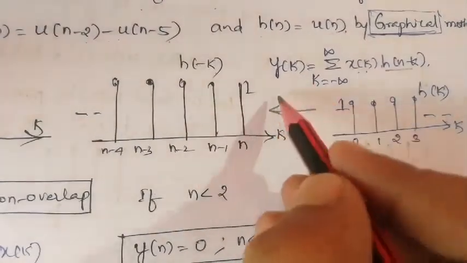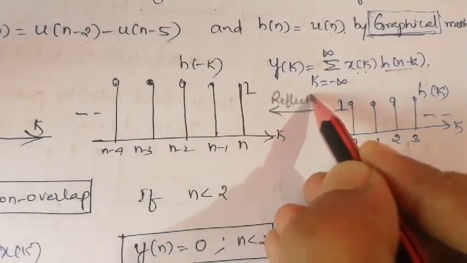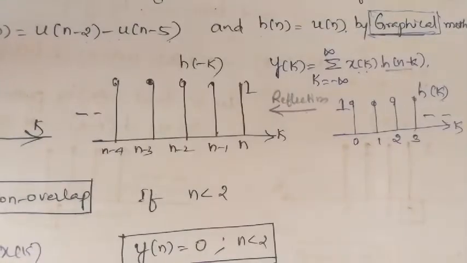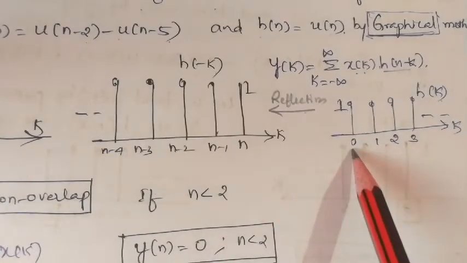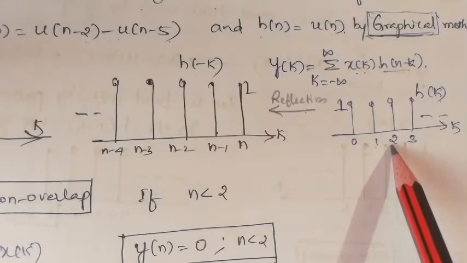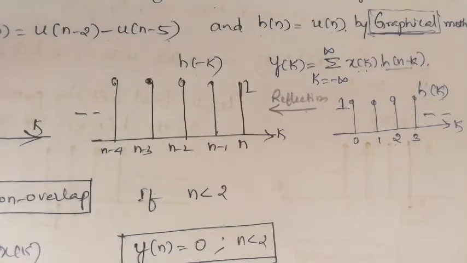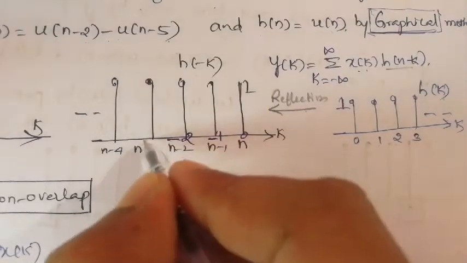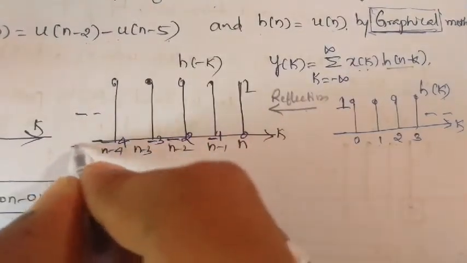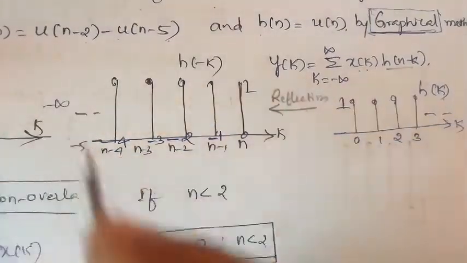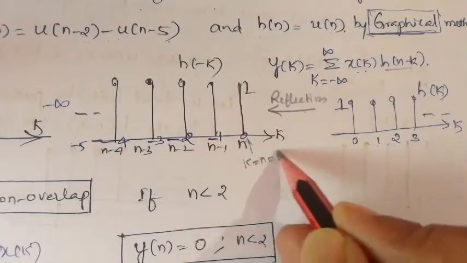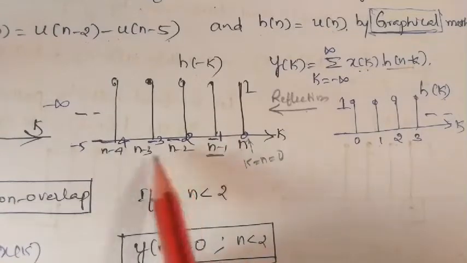H of minus k means reflected version. H of minus k is the reflection of h of k. Nothing but k is replaced by minus k. Then 0 is replaced by minus 0, 1 becomes minus 1, 2 becomes minus 2, 3 becomes minus 3, like that, so 0, minus 1, minus 2, minus 3, minus 4, minus 5, and so on up to minus infinity. Now with reindexing, we know k equal to n, then n minus 1, n minus 2, n minus 3, and so on.